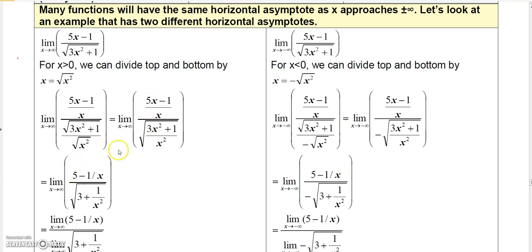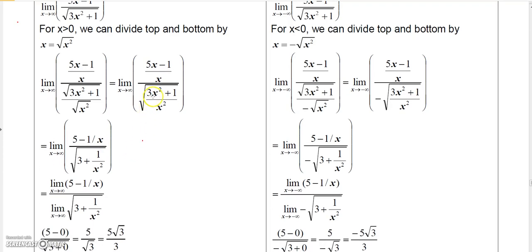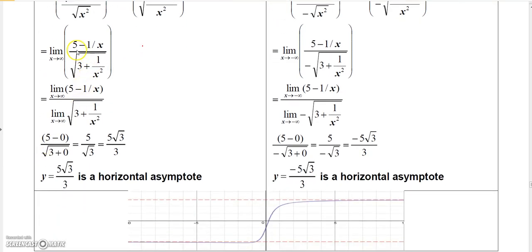5x divided by x is 5, minus 1 divided by x is minus 1 over x. And then down here, 3x squared divided by x squared is 3, and then 1 divided by x squared is 1 over x squared. Now, when you take the limit of these four terms, the 1 over x and the 1 over x squared are going to go to 0. So you'll just get 5 over the square root of 3, and then you can also write that as 5 square root of 3 over 3 if you rationalize it. So that is a horizontal asymptote.